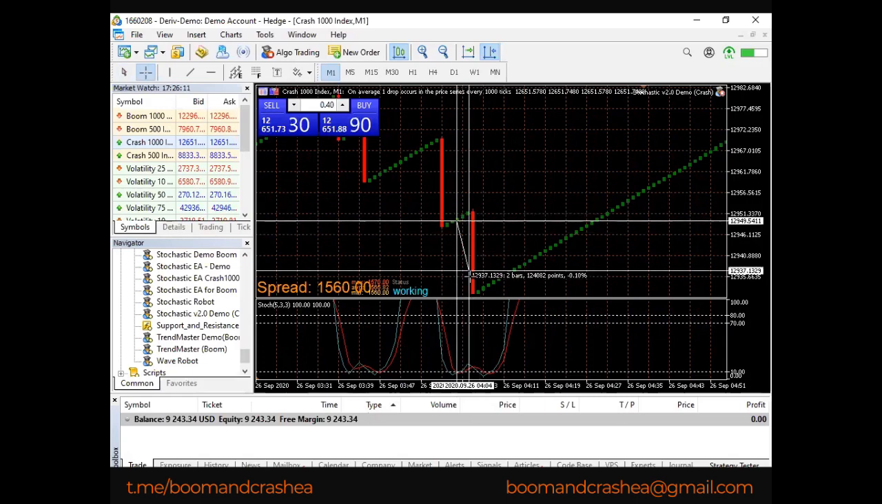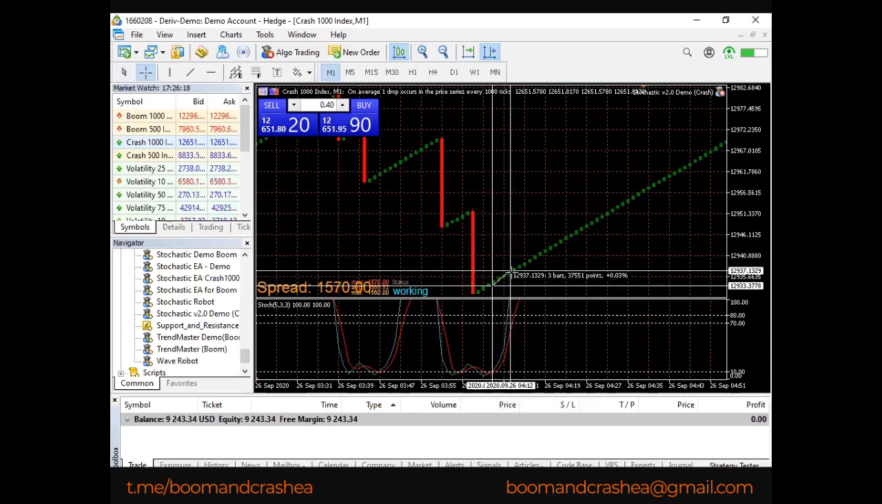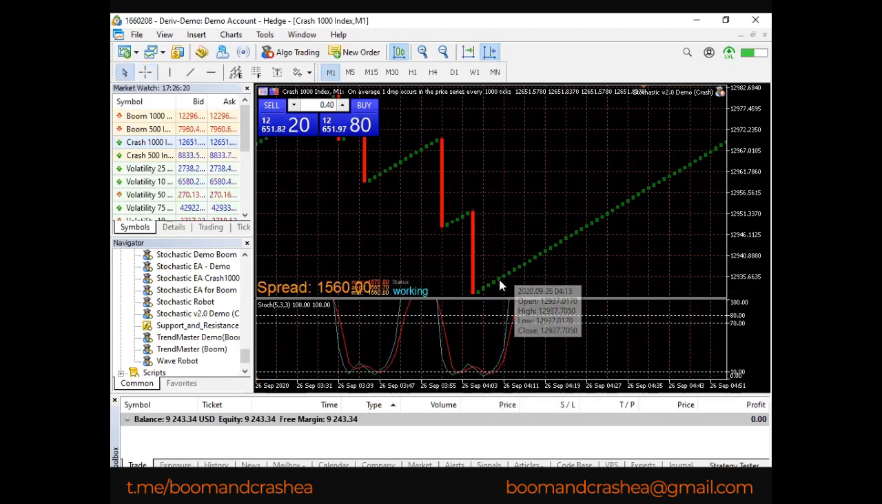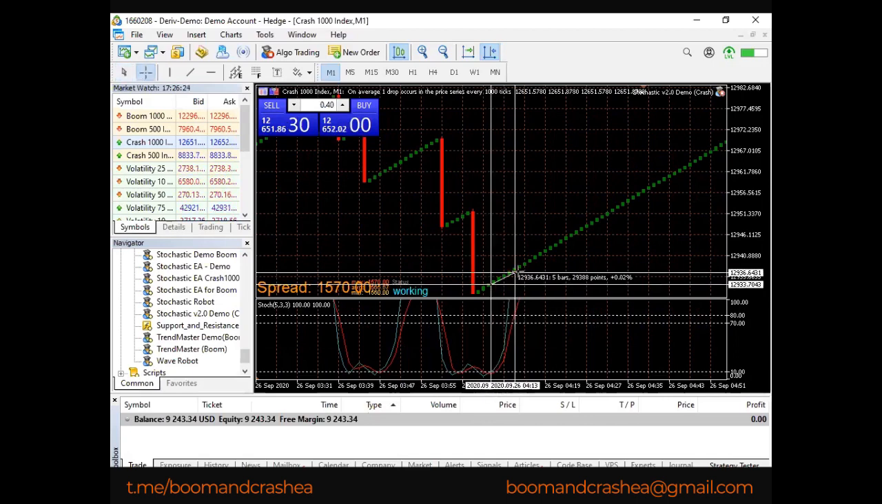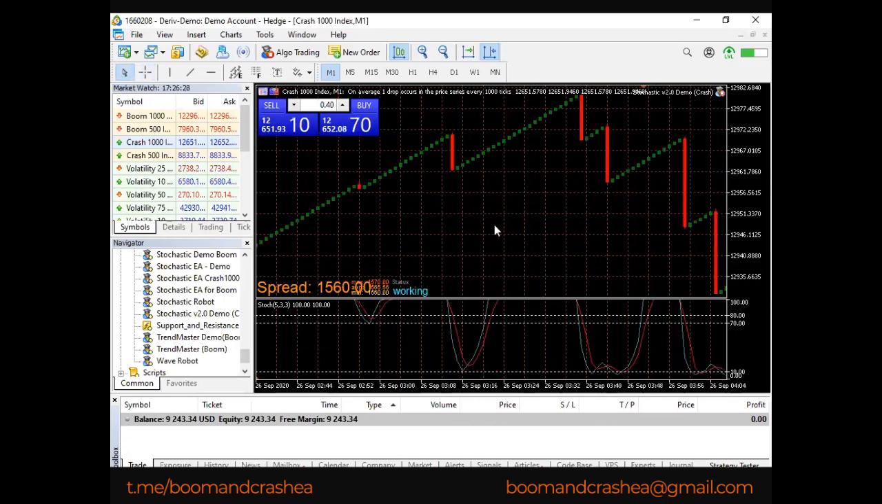Now this is where you make a loss, because this spike will get you. But this is going to recover the loss with Martingale. In other words, the lot size is going to increase when it buys here, so that it can cover up for the loss or a part of the loss. Yeah, so that's how the bot works.